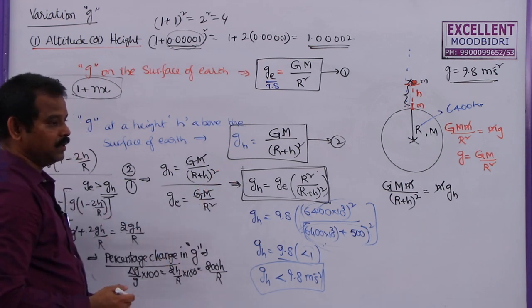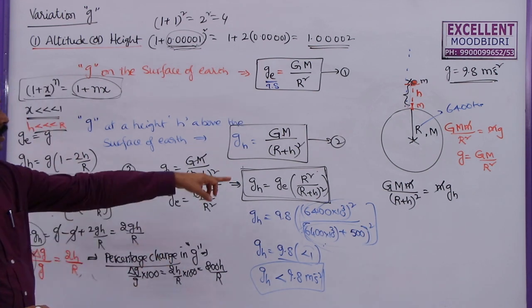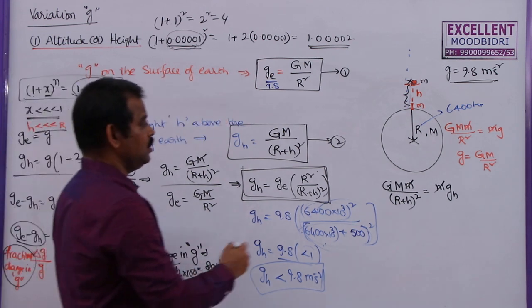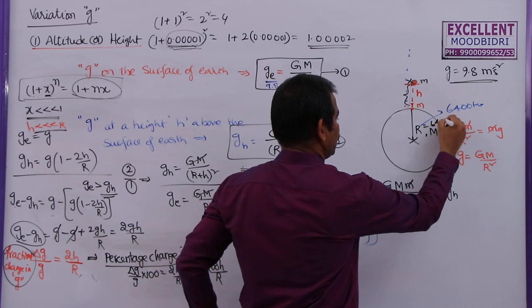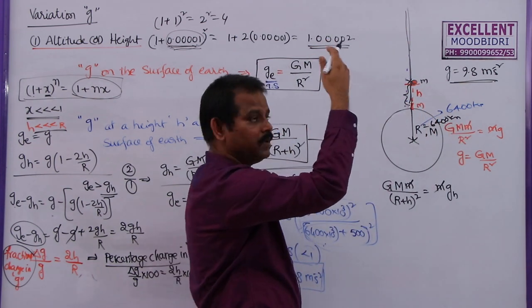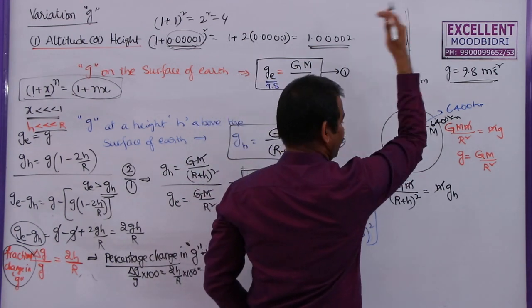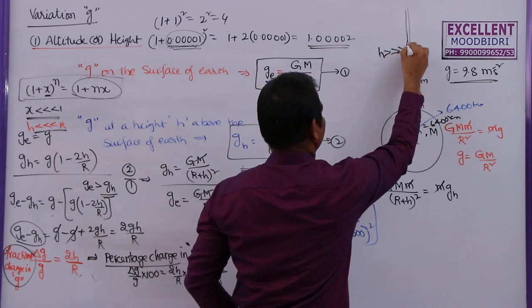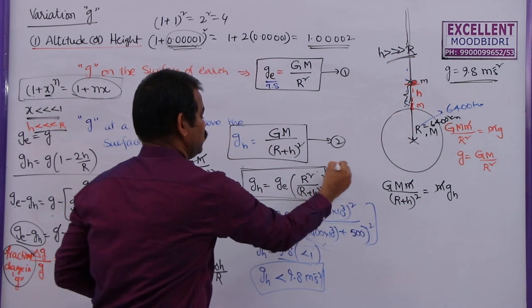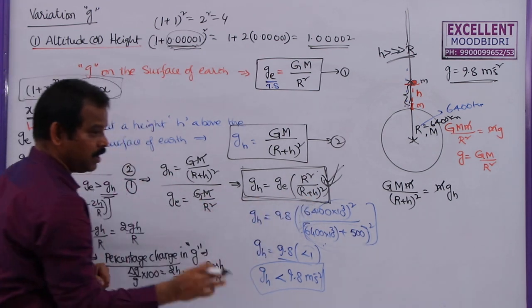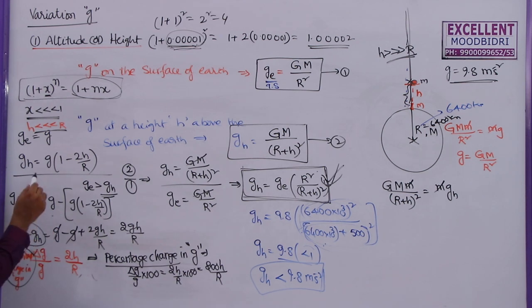You can get the percentage change as well as fractional change when h is similar or nearly equal to, smaller or larger than this one. Why? Because if r is equal to 6400 kilometers, h may be very big, this may be 6400 kilometers, 12800 kilometers or 1 lakh kilometers, or at a large distance h may be very large when compared to r. Then we have to use this formula. Don't confuse between these two formulas. We have to use this if h is very big. We have to use this if h is much lesser than r.